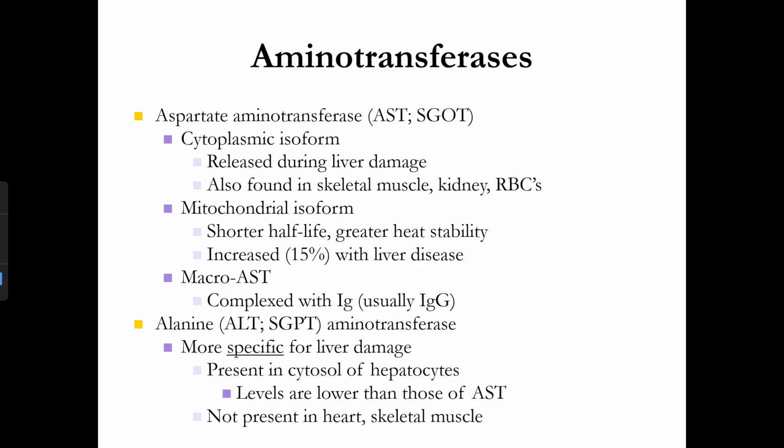Alanine aminotransferase, also known as ALT or SGPT, is more specific for liver damage. It's present in the cytosol of hepatocytes, and levels are typically lower than those of AST. It's not present in the heart or skeletal muscle, so if we see elevated levels of ALT, then we know that that's specific to liver damage. Because it's present inside of the hepatocytes, when we start to see hepatocyte destruction, in other words, liver cells are breaking or they're rupturing, then that's going to release the ALT into circulation, and that's where we can detect heightened levels. So we see heightened levels with all types of hepatocellular diseases.